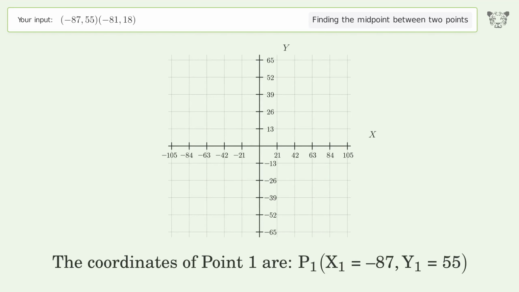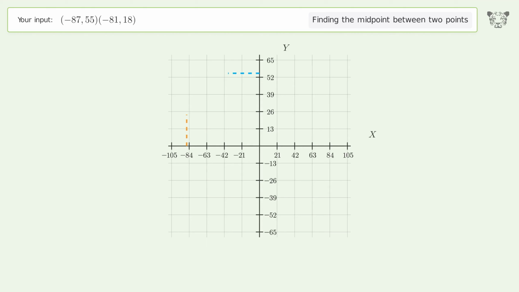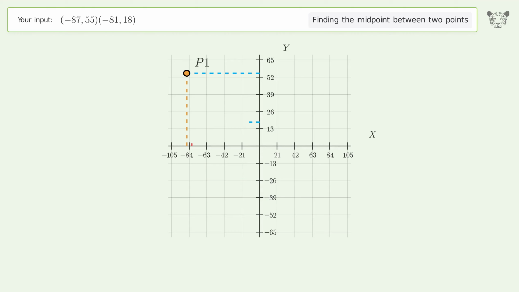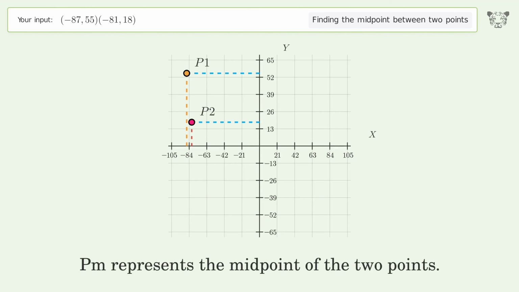The coordinates of point 1 are x1 equals -87, y1 equals 55. The coordinates of point 2 are x2 equals -81, y2 equals 18. PM represents the midpoint of the 2 points.